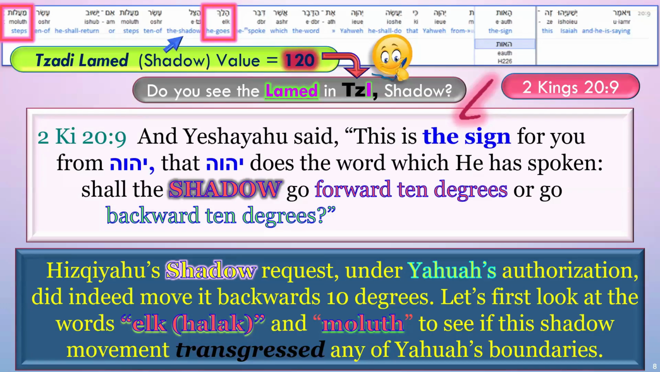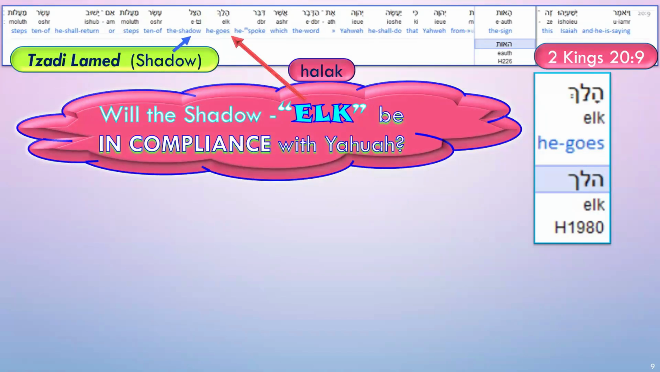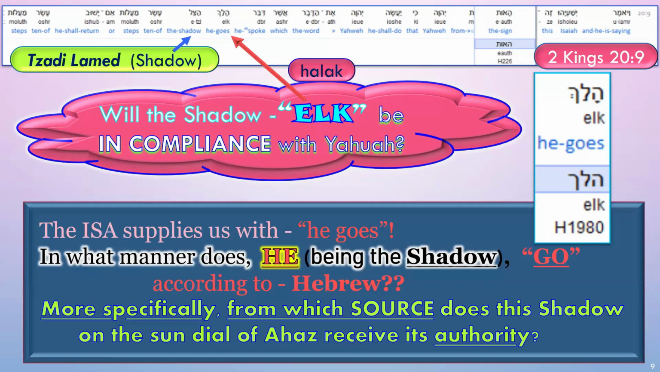So when this shadow moved back 10 degrees, was it a transgression or not? Will the shadow, halak, be in compliance with Yahuwah? He did instruct it to happen. He did give authority for it to happen. So maybe it's just safe to assume that there's no transgression. The ISA supplies us with he goes, referencing the shadow. In what manner does he, being the shadow, in what manner does it go according to Hebrew? And more specifically, from which source does this shadow of the sundial of Ahaz receive its authority? Who can give that authority of the shadow? Can man do that? Is man allowed?